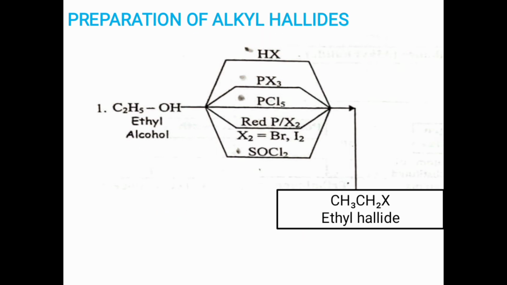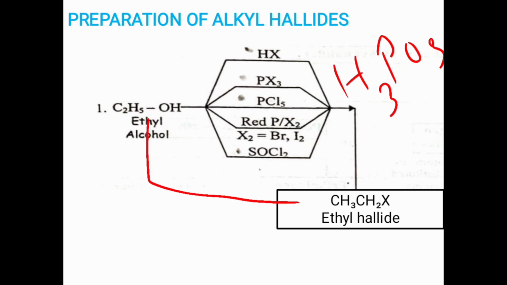And next, if we react ethyl alcohol with PCl3, PBr3 or PI3, that is any kind of phosphorus trihalide, that is phosphorus trichloride, tribromide or triiodide, we will get the byproduct H3PO3, that is phosphorus acid, and the main product will be formed as ethyl halide.